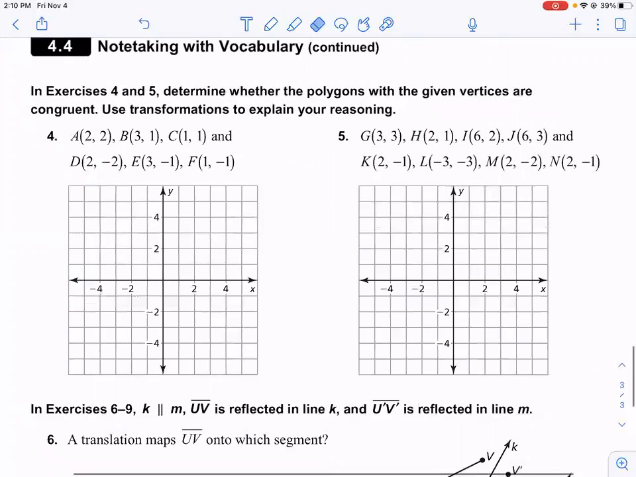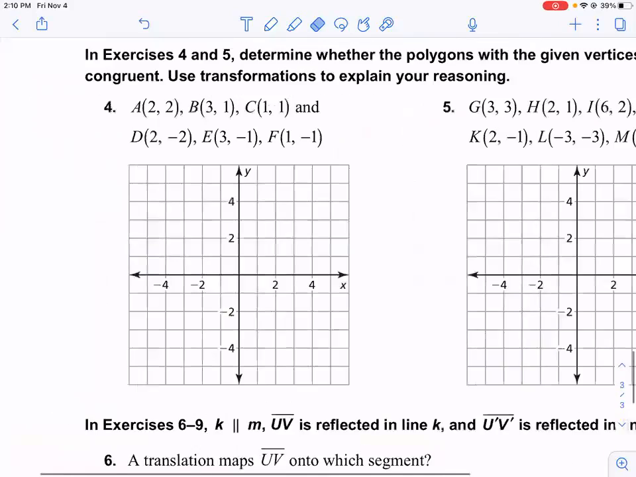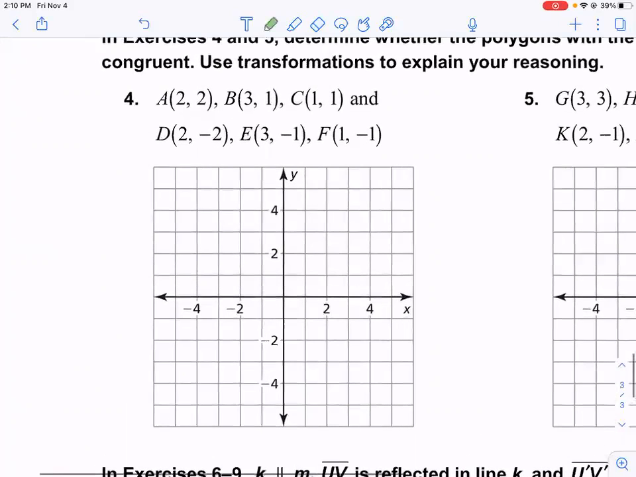Is the grass green? Yes. Okay, this time of the year, it's more like a. All right.